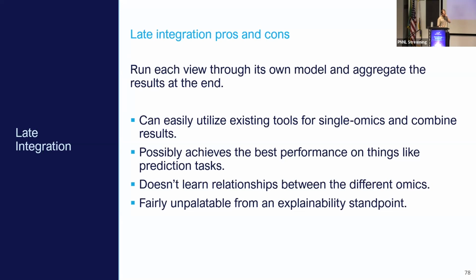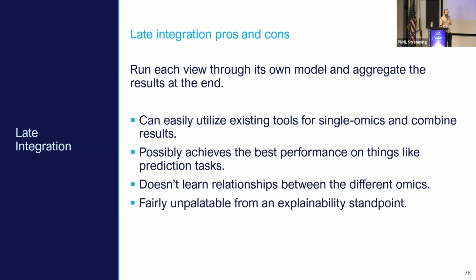Some of the advantages first. We run them through and aggregate them at the end. Obviously, it's easy. You can run them through whatever model you want, and then just combine prediction results at the end. Maybe counter to intuition, it might actually do the best. I've looked at systems where they do this fancy thing in the middle where it learns the interactions between them. But it turns out for just a prediction task, the best thing you can do is just average the outputs, and that's actually better than doing all this fancy stuff.